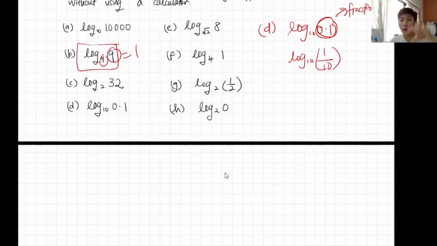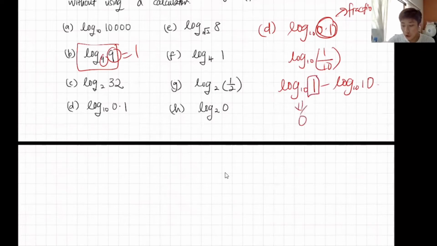I repeat, this is basically your law of logarithm number 2. If you have log of something divided by something, you can express it as log top minus log bottom. How? You should do log base 10 of 1 minus log base 10 of 10. Okay, what is log base 10 of 1? Anything, when you have a 1 on the right hand side here, it automatically becomes 0. Or if you somehow forget the formula, okay?